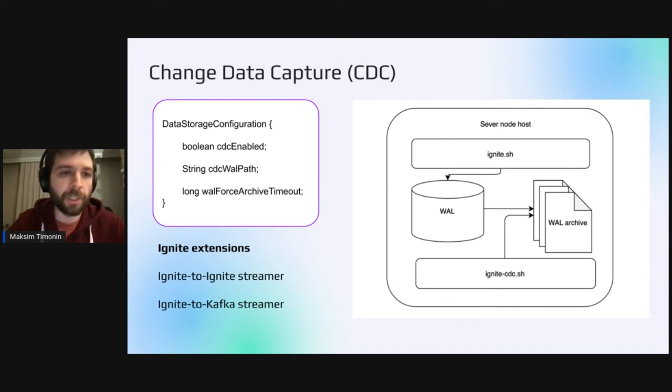By default, Ignite provides two implementations of streamers. You can find them in Ignite extensions. The first one is the Ignite to Ignite streamer that helps you to stream changes from one Ignite cluster to another Ignite cluster, and it's useful for enabling async replication. Another streamer is Ignite to Kafka, which will be useful for other applications.